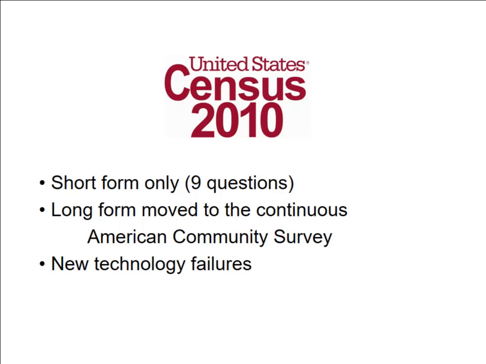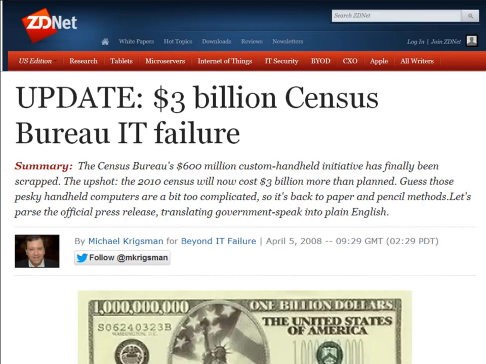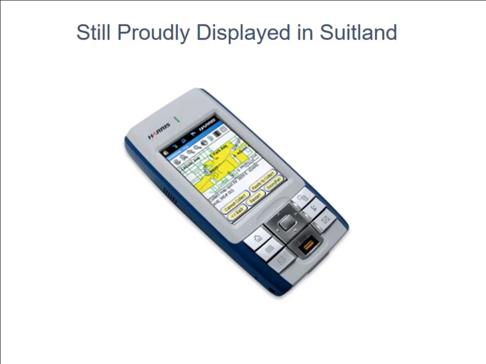But there were major technology failures. Representative Waxman said, "Let me be blunt, this is a colossal failure." Census 2010 had the most expensive software development failure in history. GAO issued 9 warnings in particular about the high risk posed by this device. This was a handheld personal digital assistant with GPS that was supposed to be used for non-response follow-up and for address verification. It was supposed to be done for $600 million.